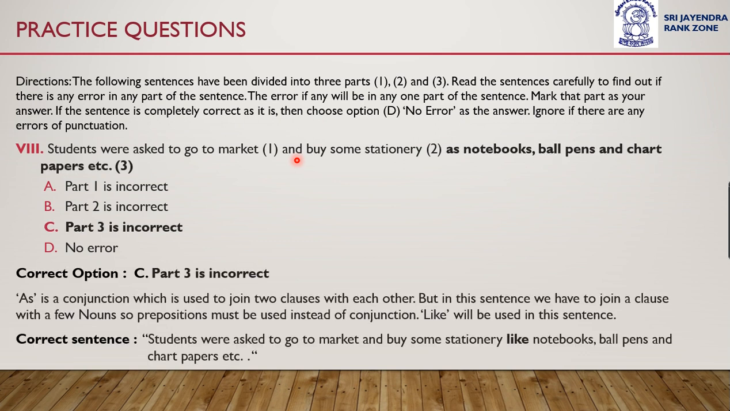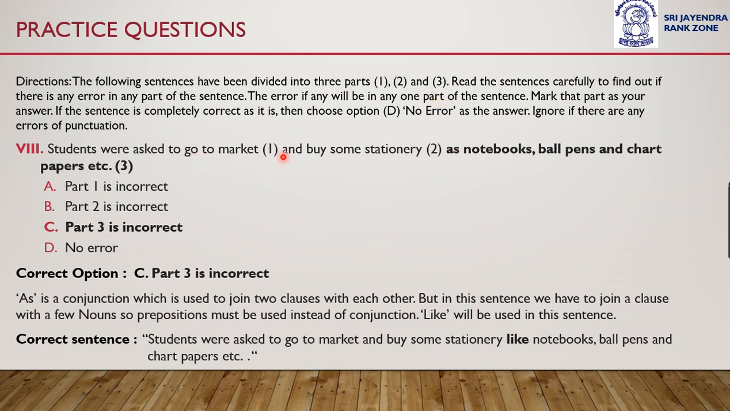Why? Because of the use of "as". Here the first part of this sentence is a clause, while the second part of this sentence is a bunch of nouns like notebooks, ball pens, and chart papers. In sentences, when we have to join a noun and a clause, okay, so "like" will be used instead of "as".